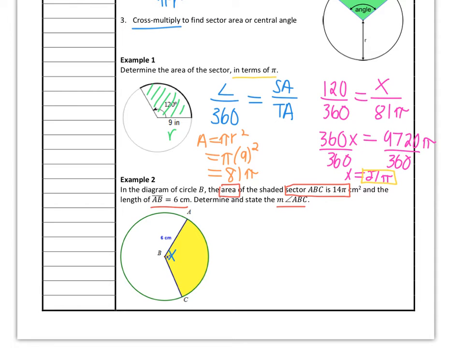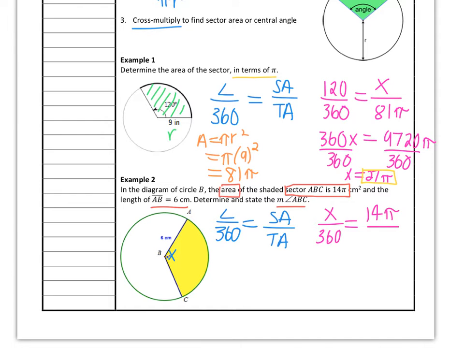So again, I'm always going to start by using my same formula, and I like to jot it down. Angle over 360 equals SA for sector area over TA for total area. This time the x is going to go in for the angle because that's what I'm looking for. So I'm going to have x over 360 equals, now the sector area is what they told me up above. They said the sector area was 14 pi, so I'm going to put the 14 pi in for that.